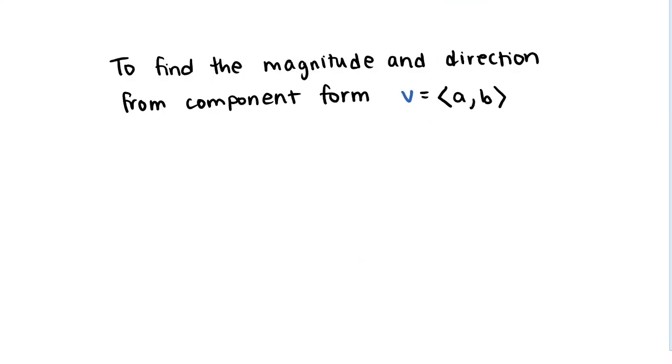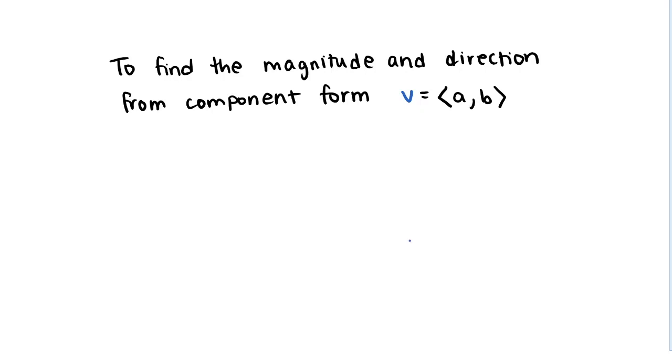So in our previous 2 examples, we started with the magnitude and the direction of a vector, and we used this to find the component form of the vector. We had these formulas for a and b using our sine and cosine functions. But what if we wanted to go in the other direction? What if we started with the component form and we wanted the magnitude and the direction of our vector? How do we do this?